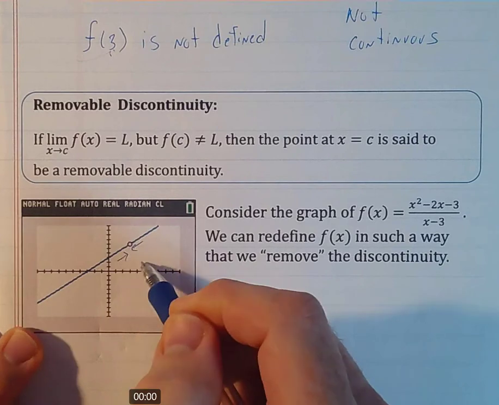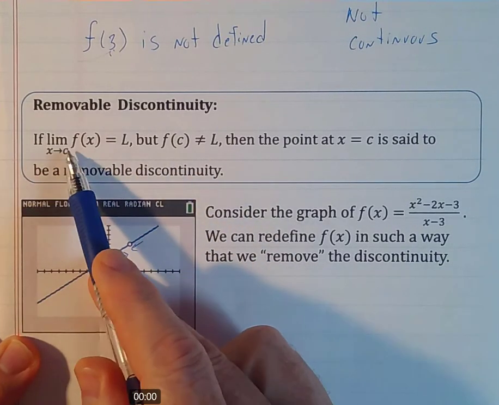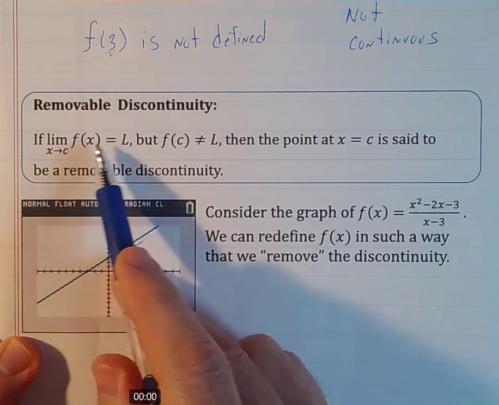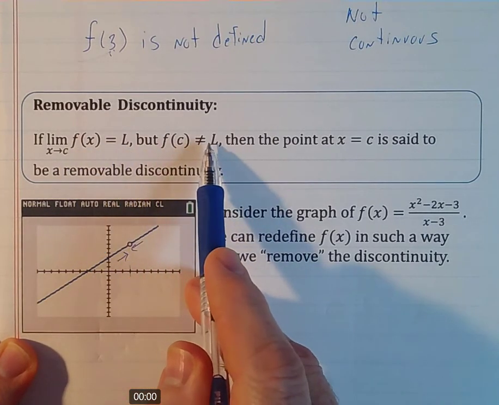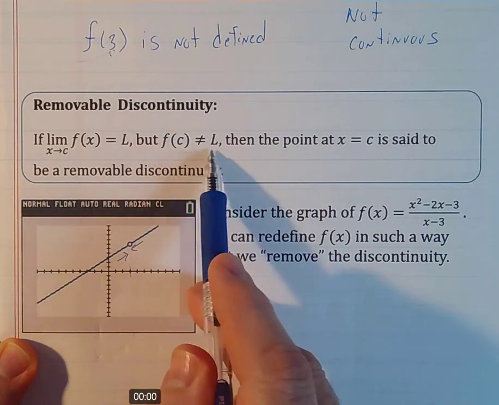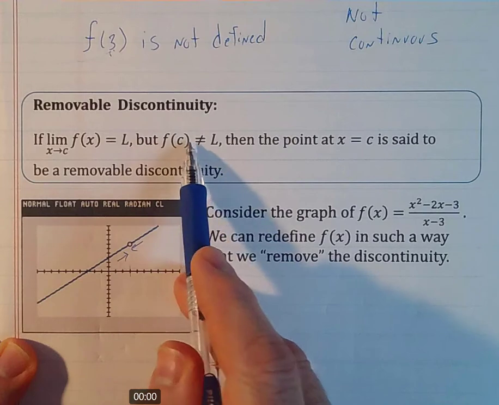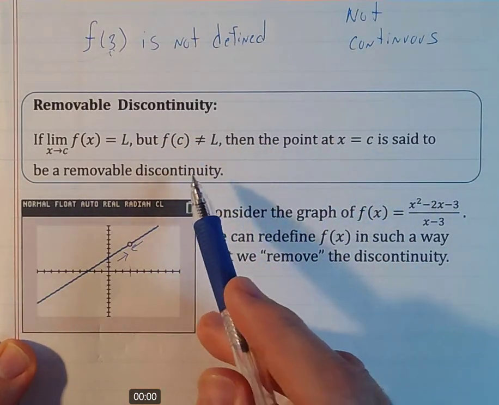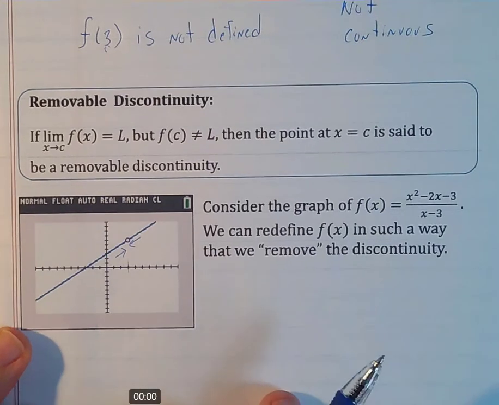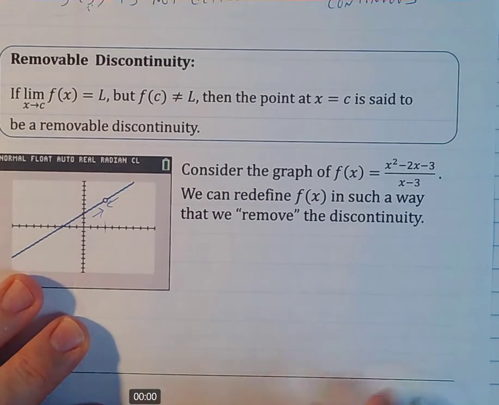So in this case, what we've got is what's called a removable discontinuity. If the limit as x approaches c of f of x equals some number L, but f of c is not equal to L, all right, so that one place right there, when I stick c into that function, I don't get that limit, then the point at x equals c is said to be a removable discontinuity. And what we can do is we can remove that discontinuity if we just sort of redefine the function.